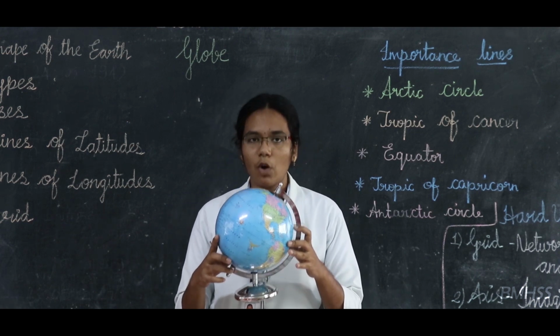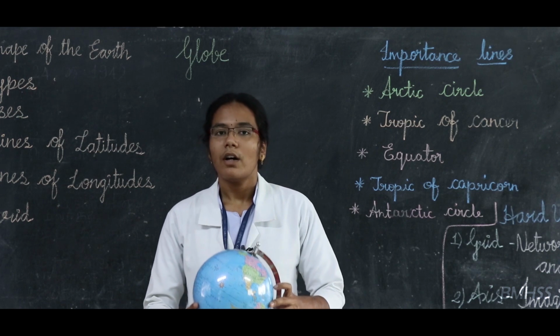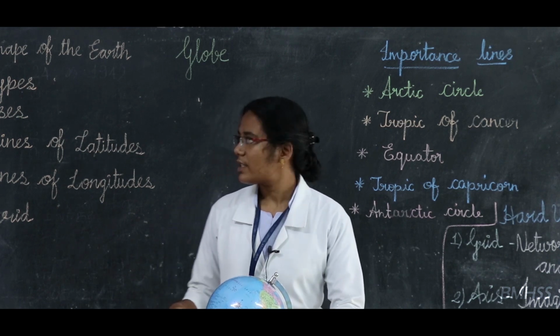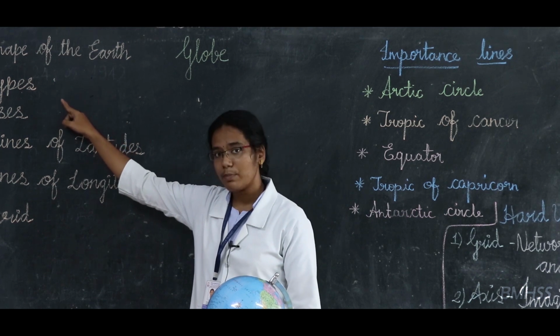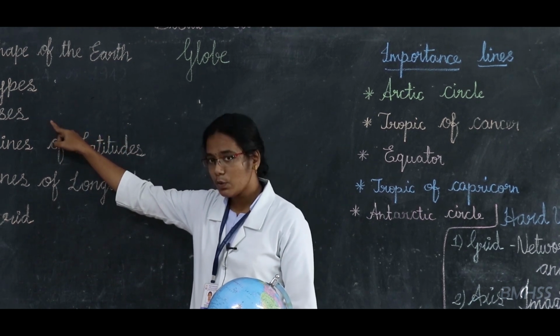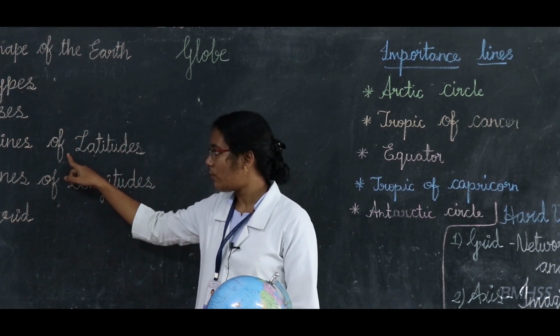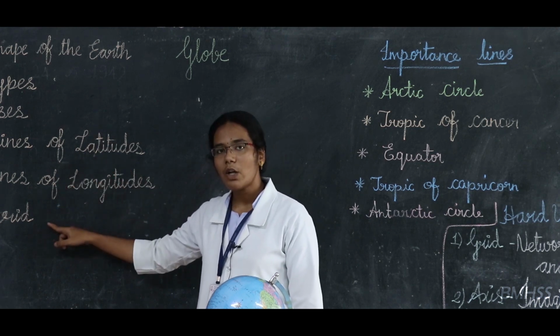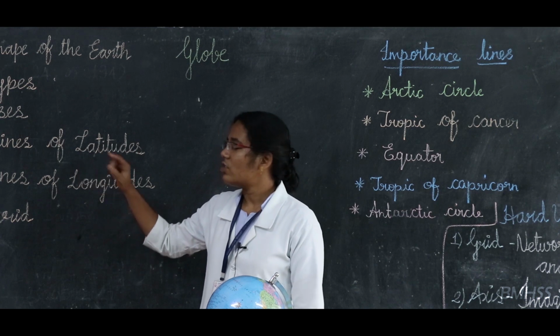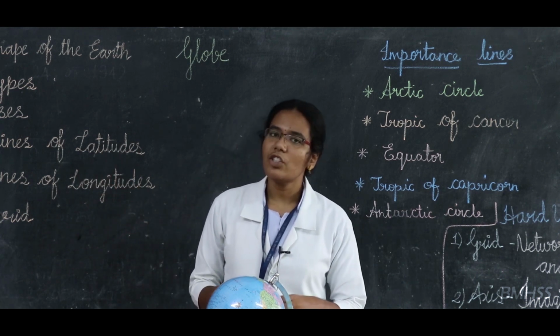So today's topic is the globe, children. The topics we are going to discuss here are: first, the shape of the Earth; second, types of globe; third, uses; fourth, lines of latitudes; fifth, lines of longitudes; and the last topic is the grid.